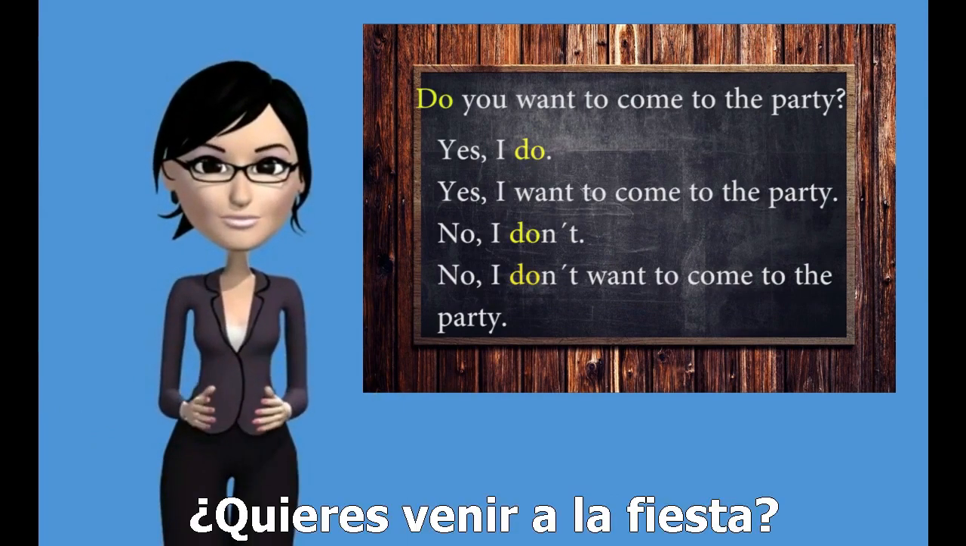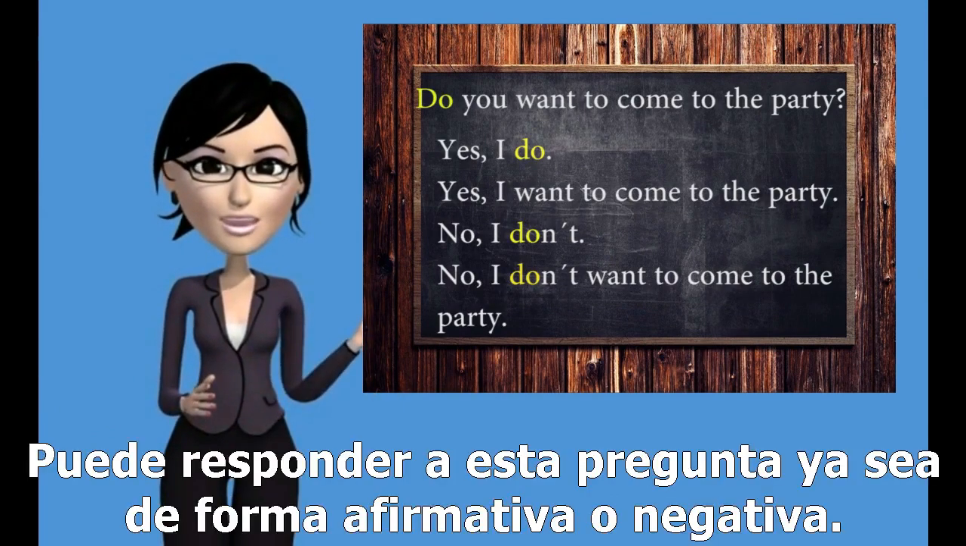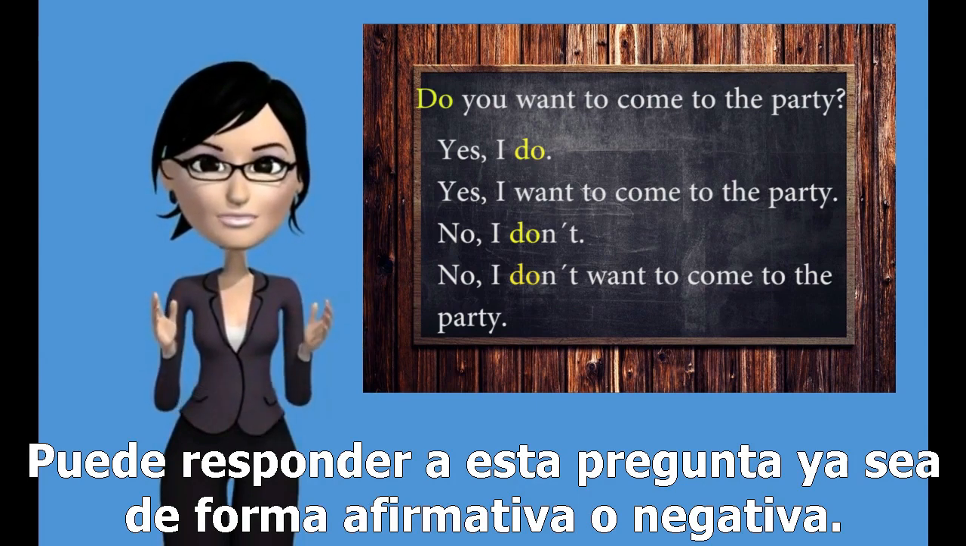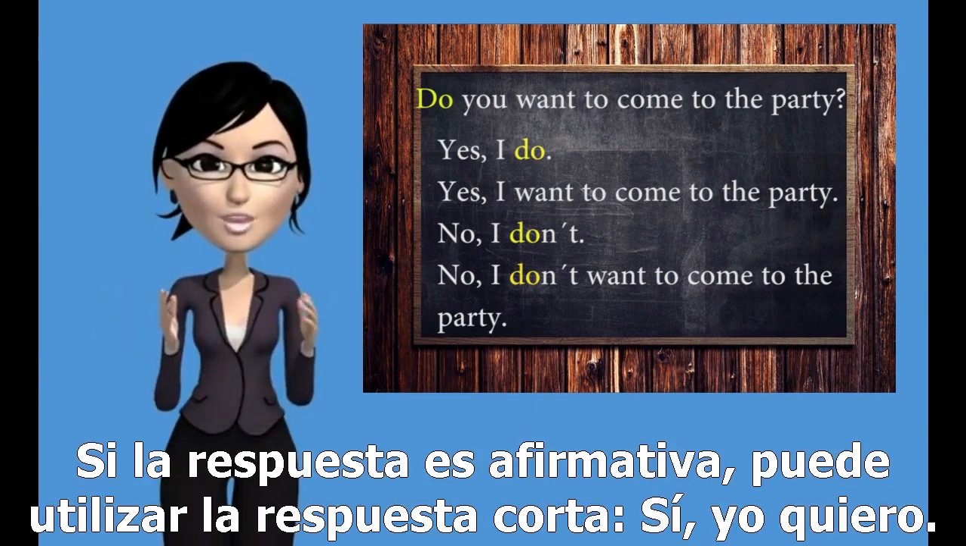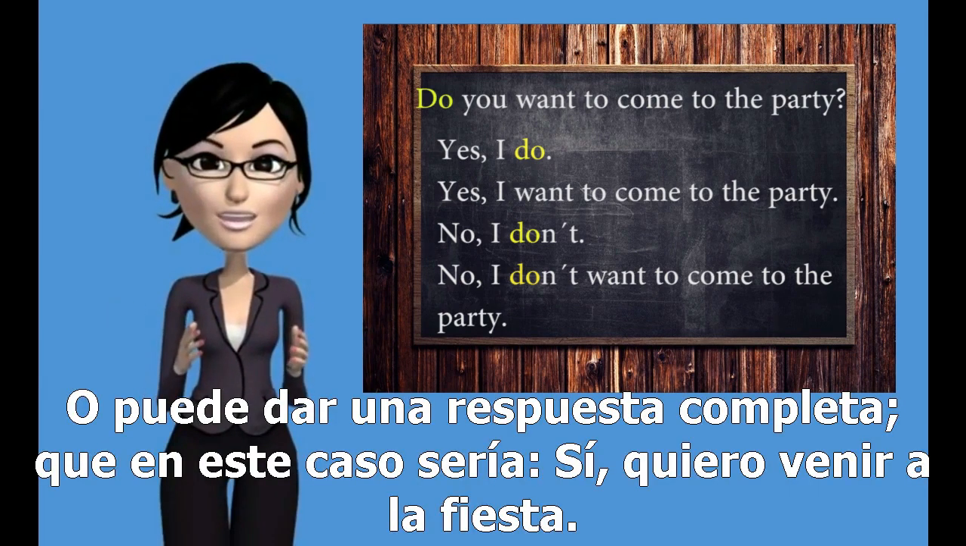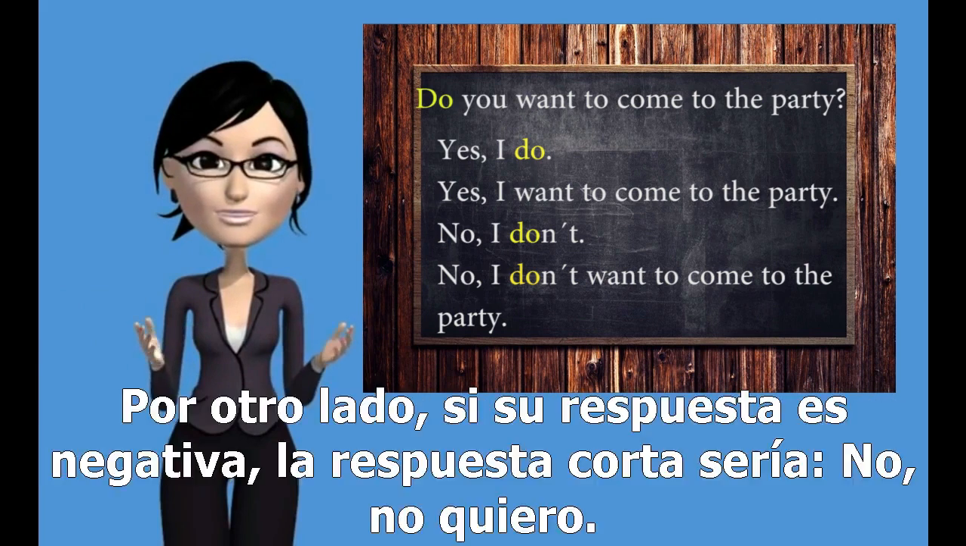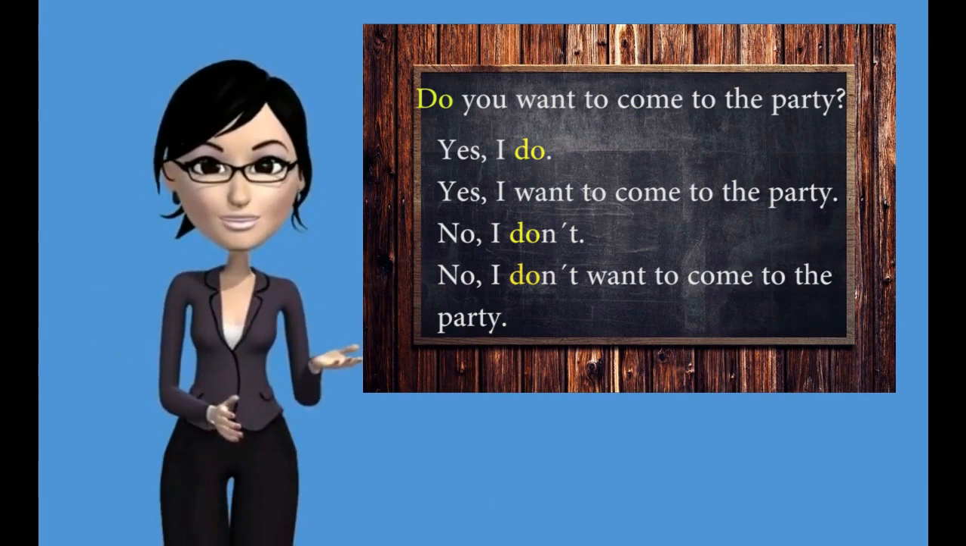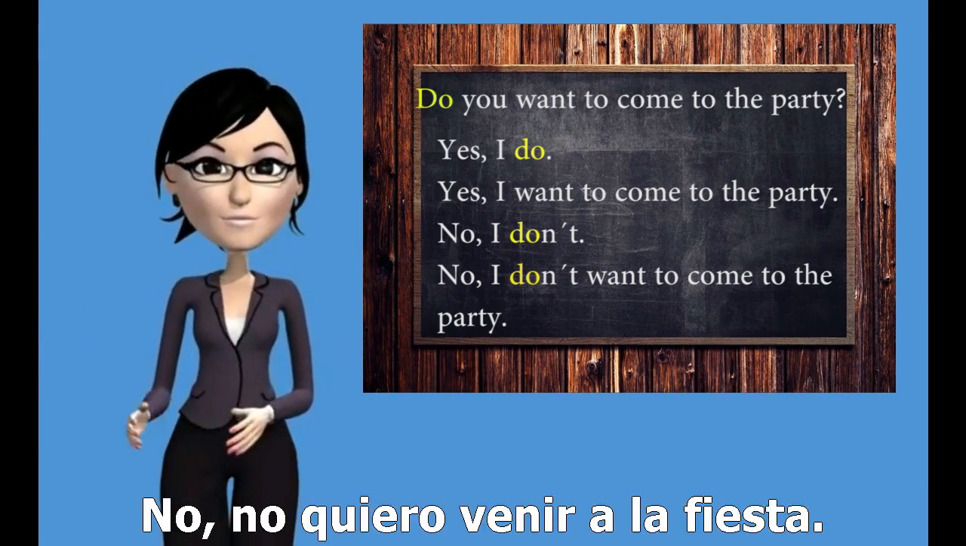Do you want to come to the party? You may answer this question whether in an affirmative or negative way. If the answer is affirmative, you can use the short answer: yes, I do. Or you can give a complete answer, that in this case would be: yes, I want to come to the party. On the other hand, if your answer is negative, the short answer would be: no, I don't. And the complete answer: no, I don't want to come to the party.